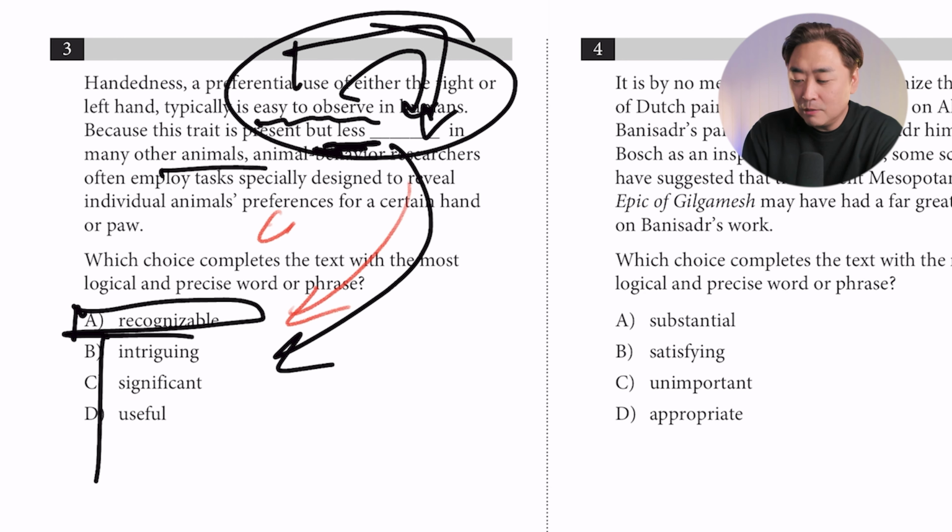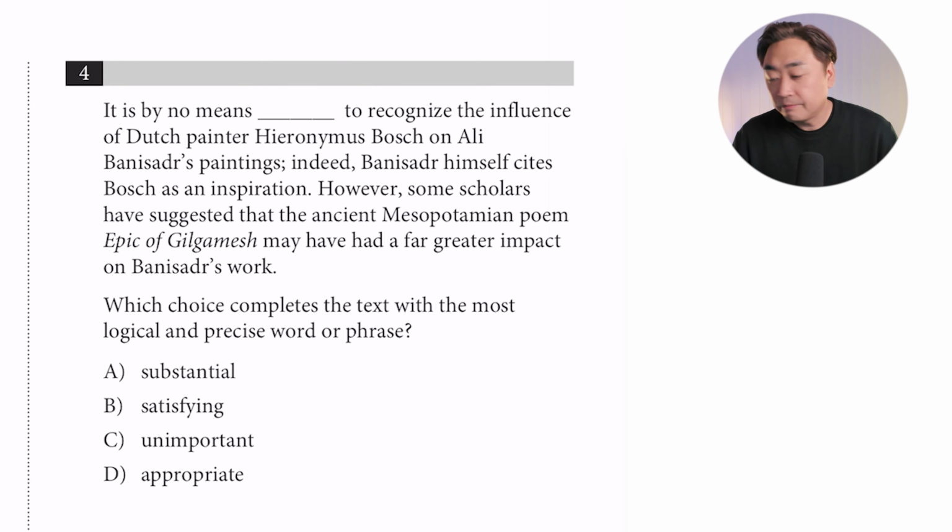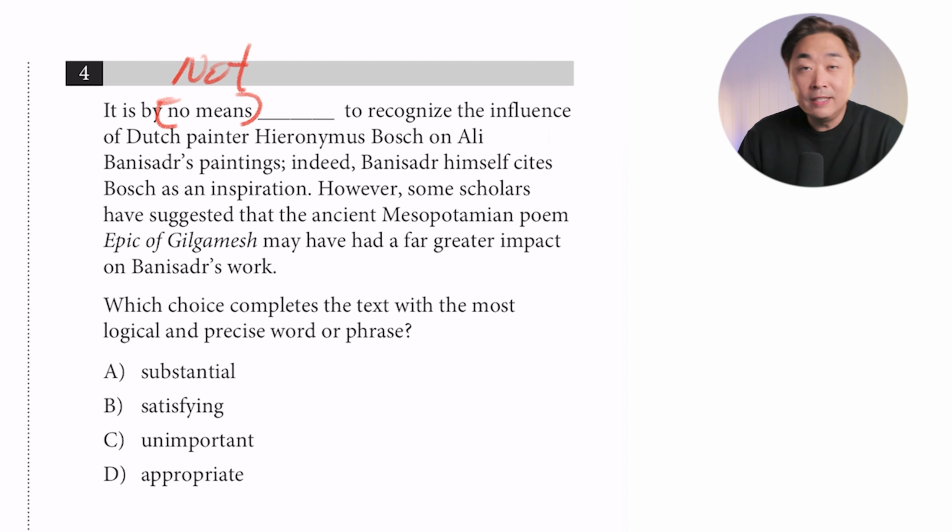That's like 90+% equal. Last one here, this one's a little bit tricky. It is by no means. By no means means not. So it's a negative, right? I'm trying to cancel something out. Blank to recognize the influence of this painter. But if you keep going and you're saying that this painter was an inspiration, was influential. See, it ends with great impact. So I don't want to say not influential.